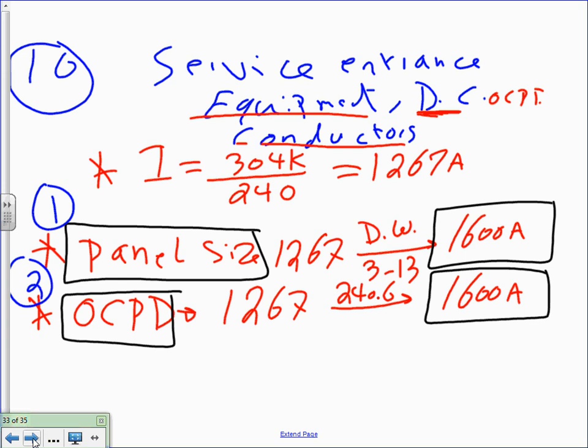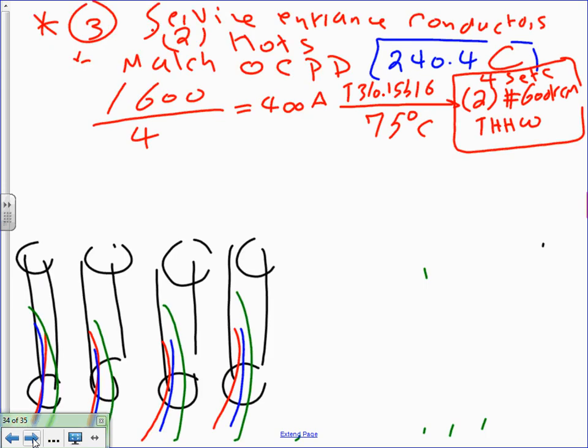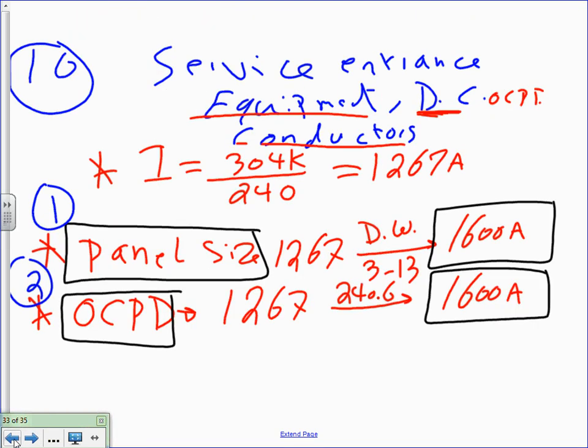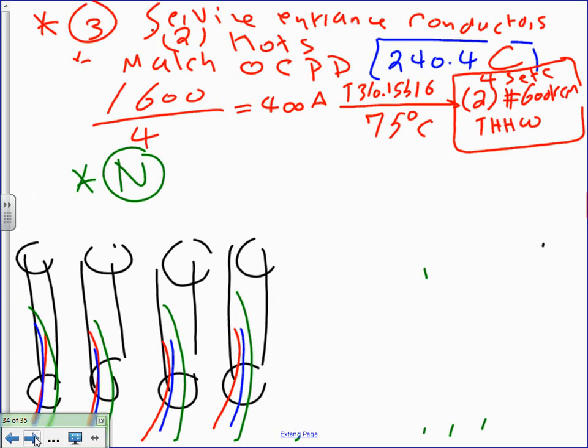Now then, we need to size the neutral. Okay, can you guys give me the neutral? We're going to find the amps here. I don't have room to find the amps here, so I'm going to go all the way and find the neutral conductor here. So what was it? I want to find the I neutral. That was 123.2 K divided by 240.